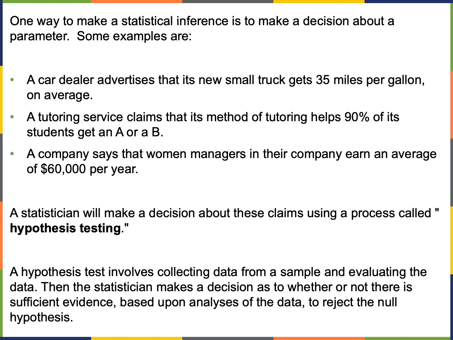Okay, so remember we were talking about statistical inferences. One way to do that is to make a decision about a parameter. Remember, parameters are characteristics of the population, yeah? So here's some examples of claims, okay? So one claim is a car dealer advertises that its new small truck gets 35 miles per gallon on average. Another type of claim could be a tutoring service claims that its method of tutoring helps 90% of its students get an A or B.